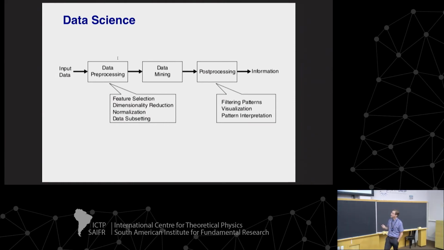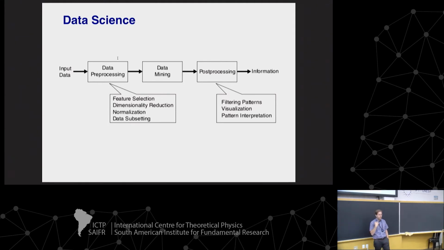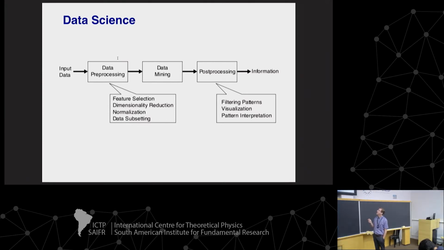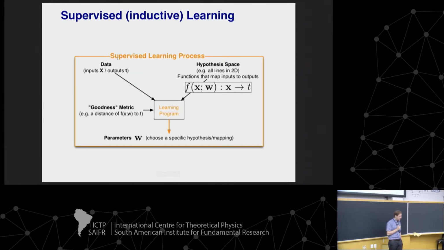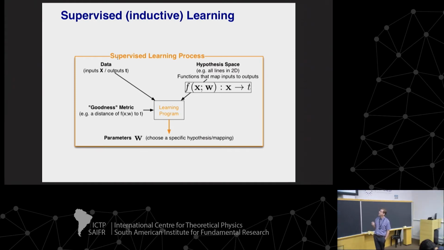Then we have data mining, in which machine learning is included, and then you can perform some classification, prediction, forecasting, clustering, so you have different methods. Then you can perform some post-processing to try to understand what's happening in the process, and then you can get the useful information, okay?